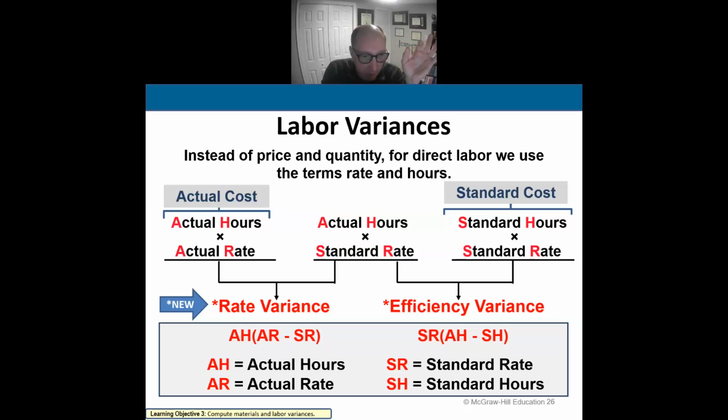And the formulas for those are actual hours times the actual rate minus the standard rate to get the rate variance. For the efficiency variance, number of hours, it's the standard rate times actual hours minus standard hours. And that will get us the rate variance and the efficiency variance. Efficiency is a fancy word for difference in hours.